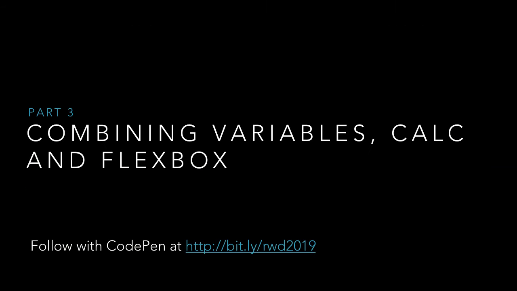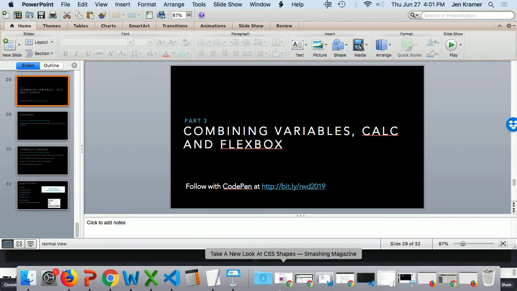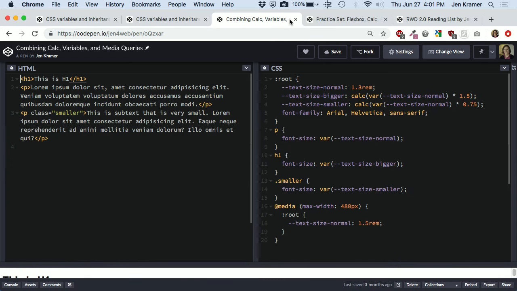All right, so then we're on to the really exciting part, which is combining these variables with calc and flexbox. I have an example for you. So if you'd like to follow along at home, go ahead and open up your laptops. You don't need anything but a browser. And go to bit.ly/rwd2019. And you can follow right along. I'll give you just a second here. All right? Because we're going to write some code to make this happen.